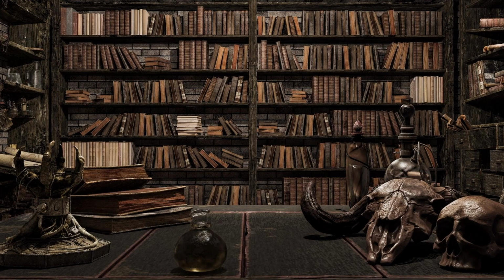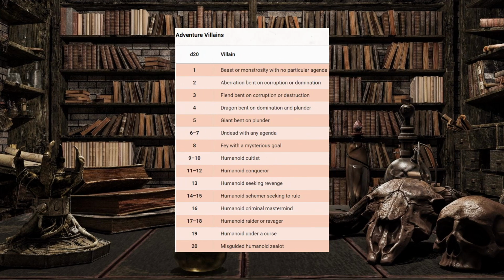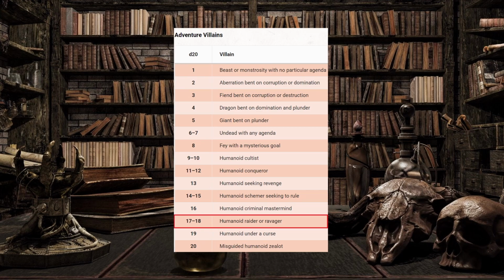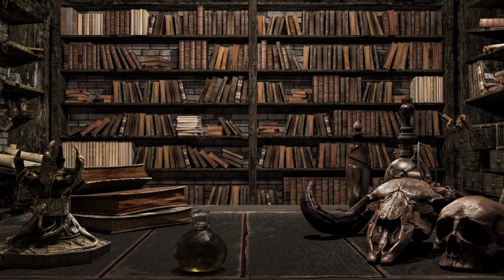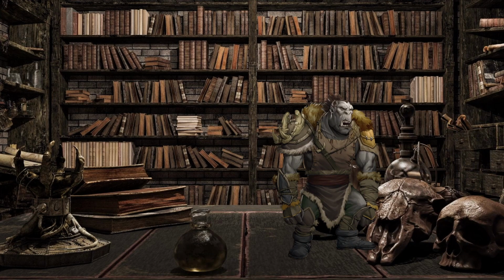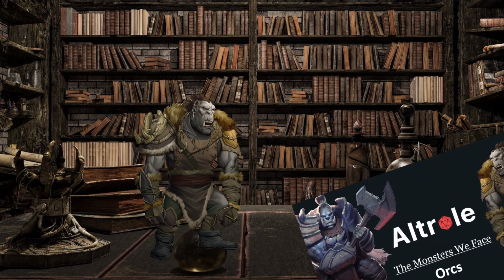So in Chapter 3 of the DMG, I'll go to the Adventure Villains table and roll a d20. Let's say I roll a 17, which results with a villain that is a humanoid raider or ravager. Now, humanoid gives us a lot of leeway in what exactly our villain looks like, but personally, when I think of humanoid raiders, my mind goes to orcs, which we also happen to have a video on if you haven't seen that.